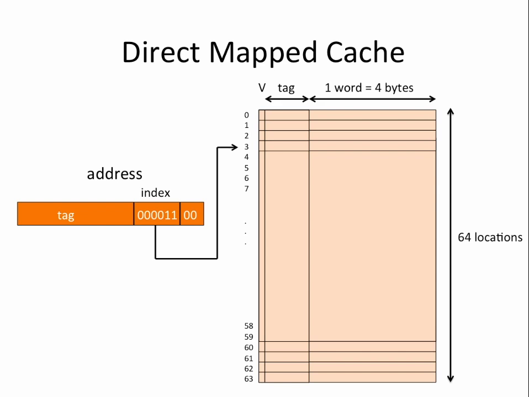Next, we want to determine which cache line this particular address maps to. Since there are 64 lines in this cache, we need 6 bits to select one of the 64 lines. These 6 bits are called the index. In this example, the index is 000011. So this particular address maps to line 3 of the cache.